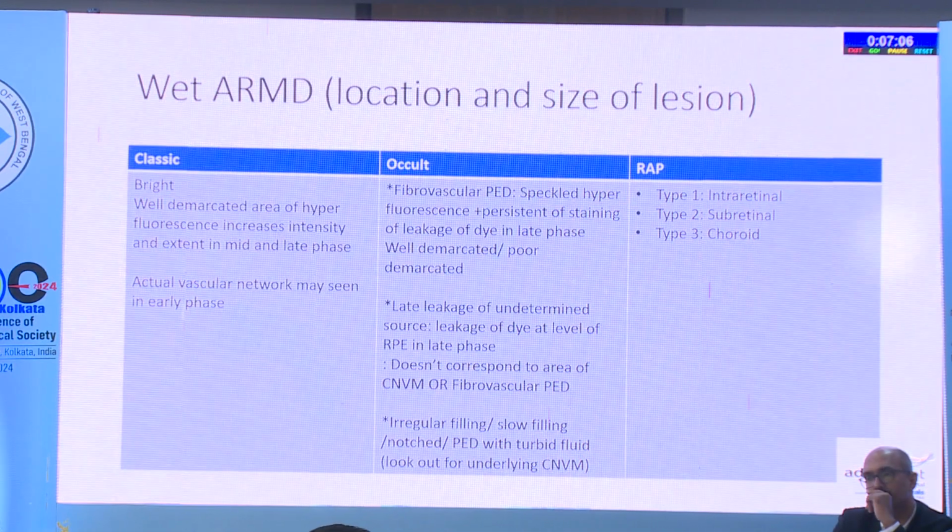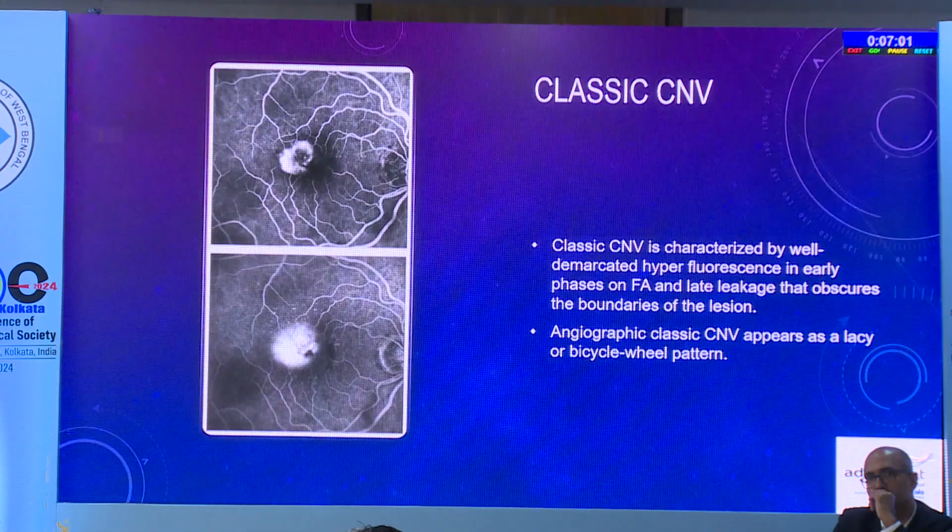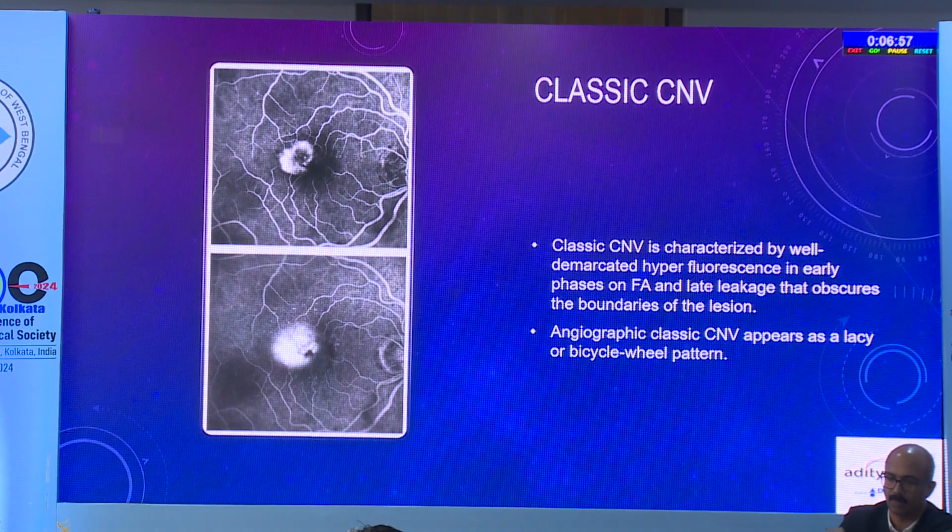And here we have the wet ARMD: the classic, occult, and the RAP with the different types. The classic is characterized by well-demarcated hyperfluorescence in the early phase of fluorescein angiography and late leakage that obscures the boundaries of the lesion. Angiographic classic CNV appears as a lacy or bicycle wheel pattern.